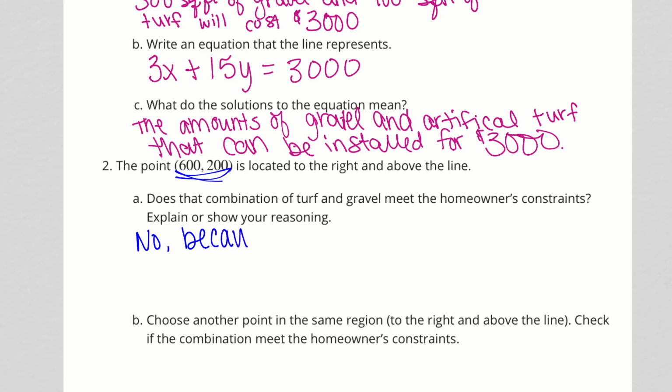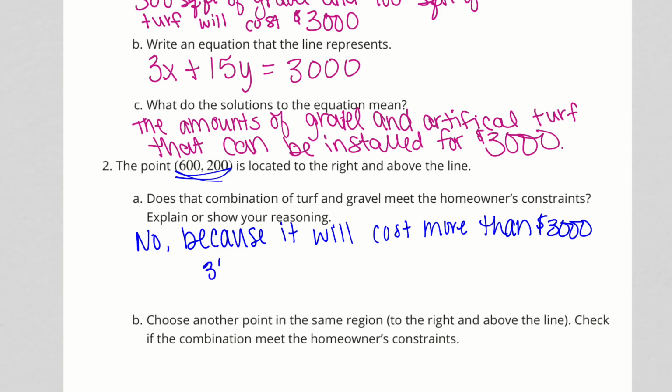Because it will cost more than $3,000. To prove that, you can say 3 times 600 plus 15 times 200 equals 3,000. 3 times 600 is 1,800. 15 times 200 is going to be, I believe that is 3,000.